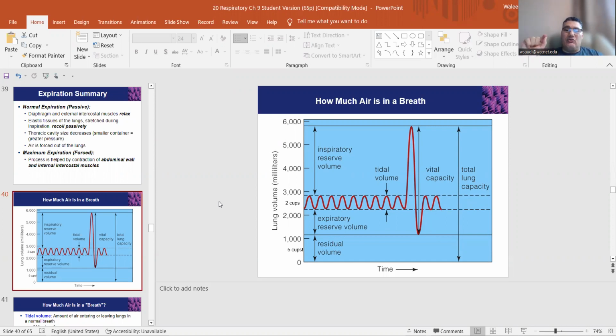Now, I will add one more volume. If I do my maximum inspiration and expiration, like I'm doing heavy exercise, I will go not like this.